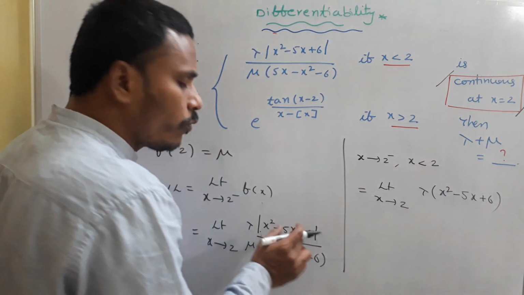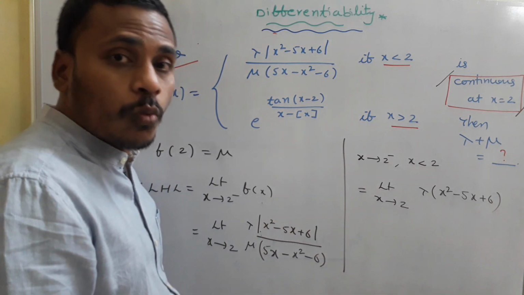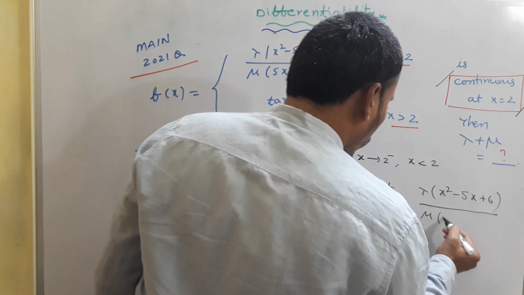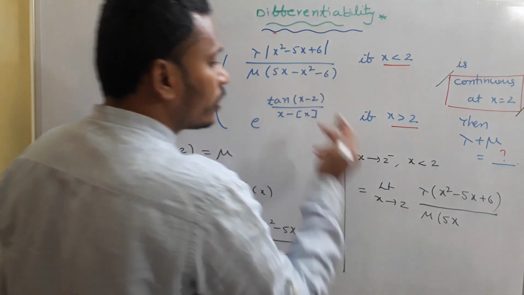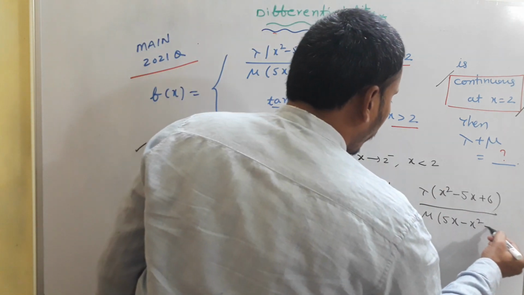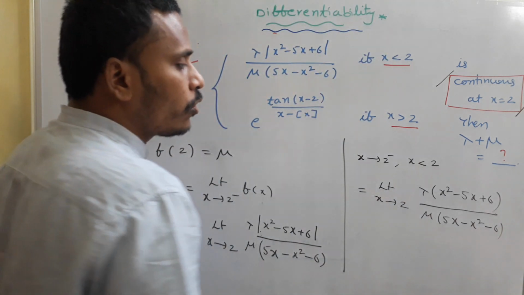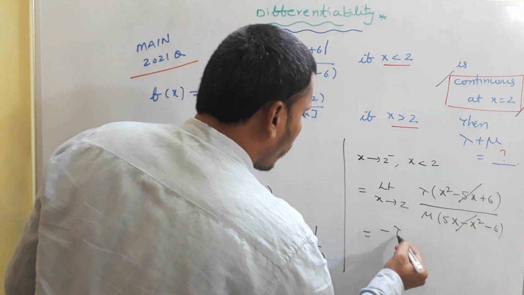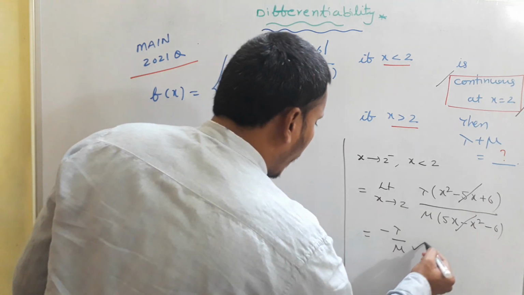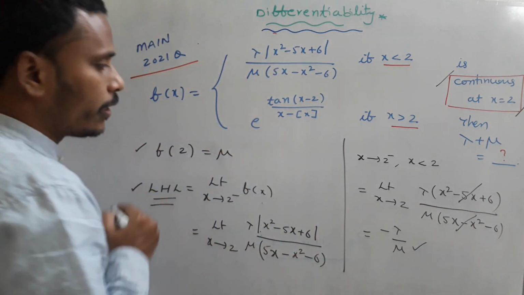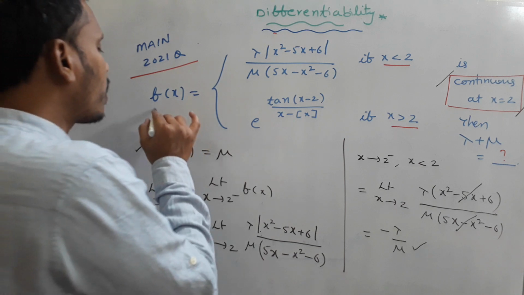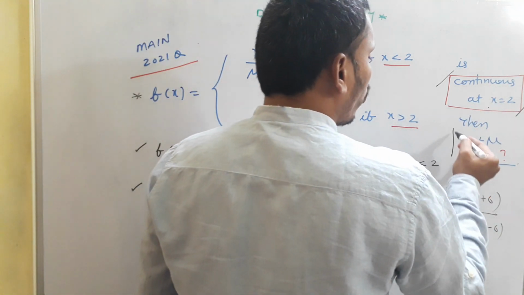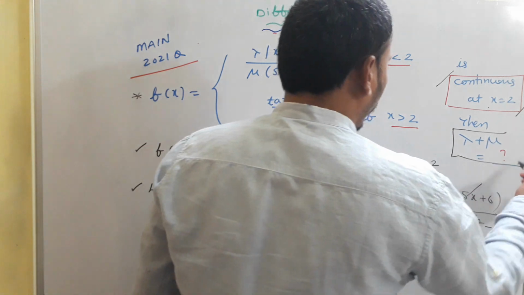Since this is positive, directly write the modulus of that quantity as the quantity divided by mu into 5x minus x square minus 6. When you observe, there is a difference of minus sign here, so you are left with minus lambda by mu as the left hand limit. Once again, this given function is continuous at x equals 2, and then we need to calculate this lambda plus mu value.